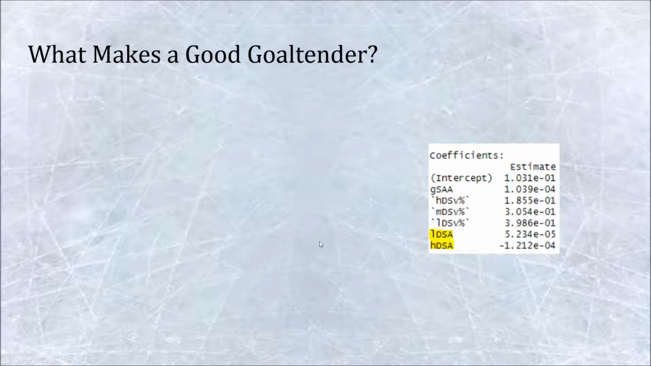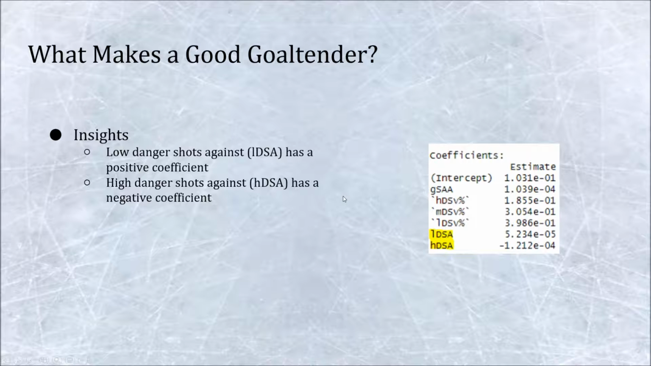What I mean by this is that if you look at the coefficients of the regression model, the low danger shots against has a positive coefficient, which means that the more shots from the low danger zone a goalie faces, the higher their save percentage will get. And the coefficient for high danger shots against is negative. So the more shots a goalie faces from the high danger offensive zone, the lower their save percentage will get.